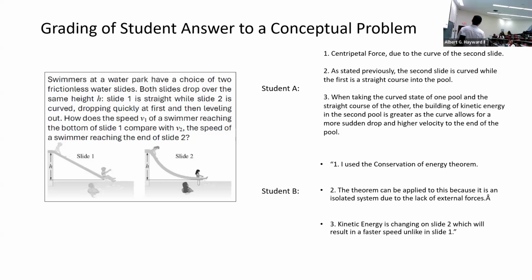One said centripetal force, and based all his reasoning on centripetal force, which is irrelevant here because you don't know the curvature and you can't calculate the centripetal force, which is an unproductive path of reasoning. The other one started with the conservation of energy theorem, which is correct. He even stated that the system is isolated, so energy is conserved, which is really good. But he made a mistake saying kinetic energy changing on slide 2 will result in a faster speed than on slide 1. So that student is 75% correct.